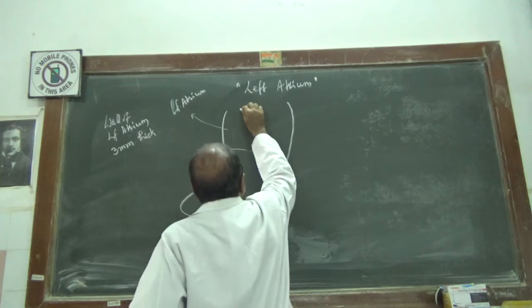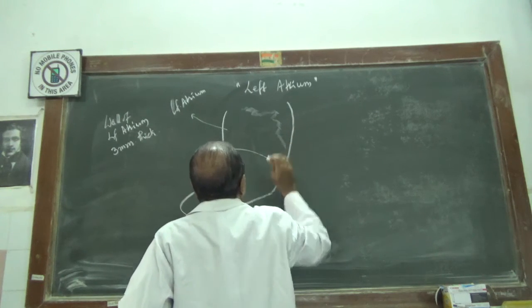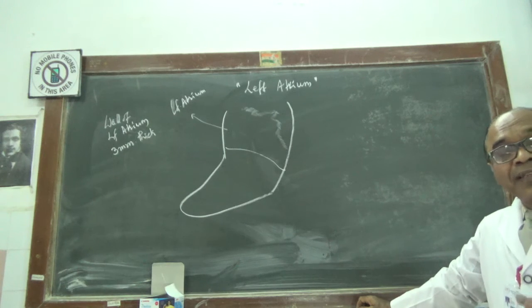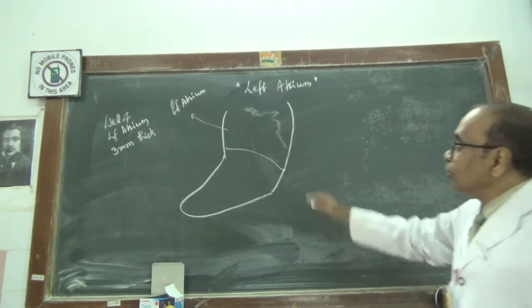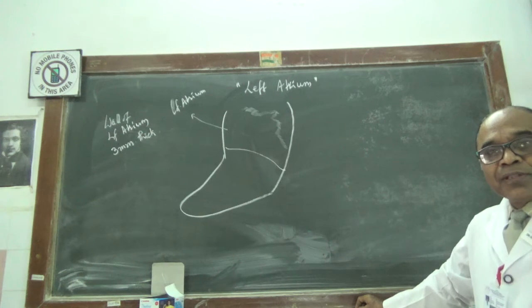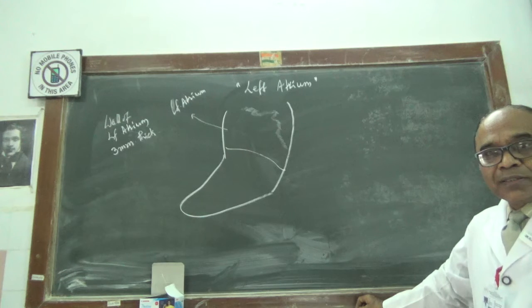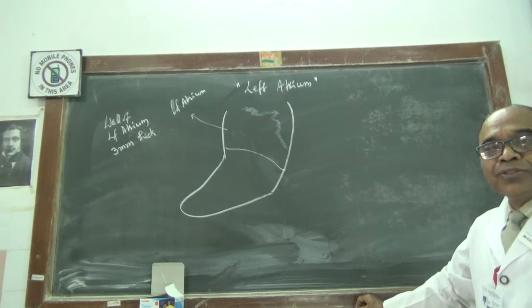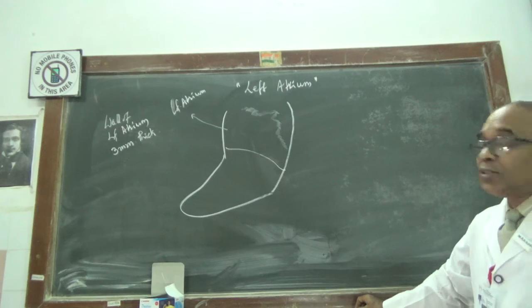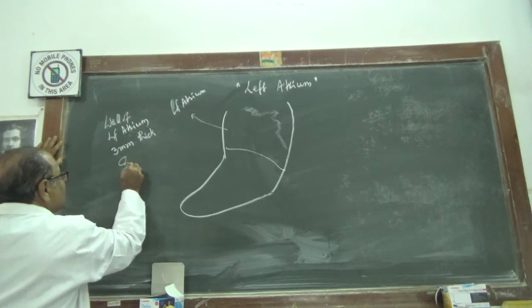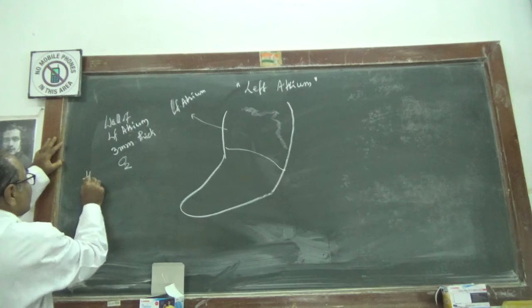Now the left atrium is present right behind the right atrium. This left atrium is keeping the right atrium in front and to the right, and this left atrium is directing backwards and towards the left. This left atrium is an oxygen collecting chamber of the heart.